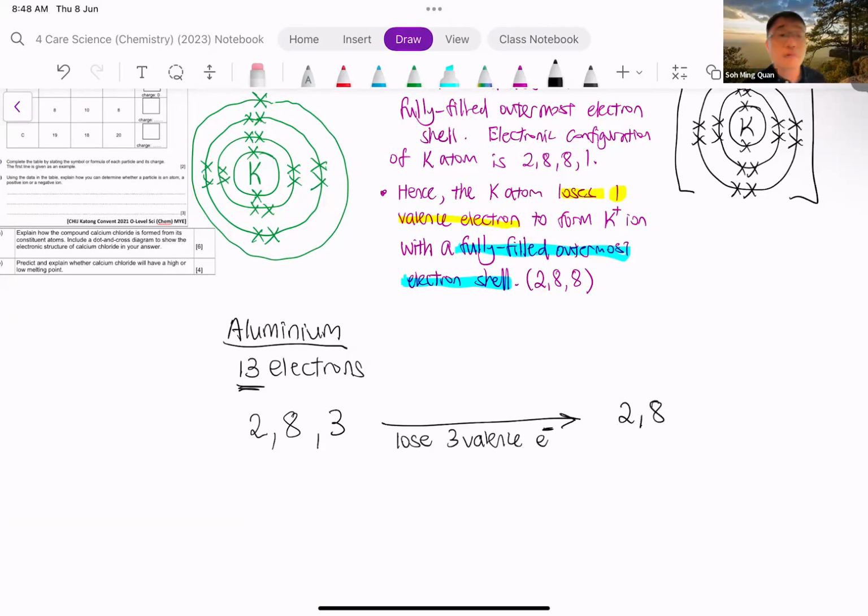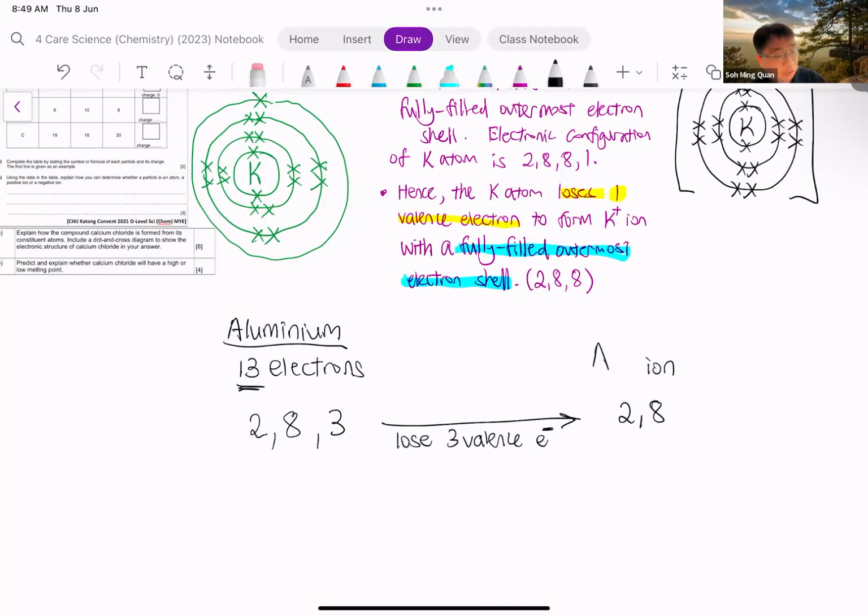And that gives you 2, 8. As a result of that, now the outer electron shell is the second shell, which has 8 electrons in it. Therefore, the aluminium ion is now stable because it has a fully filled outermost electron shell, because the outermost shell is now the second shell in the ion. So it already has 8 electrons, which is fully filled.